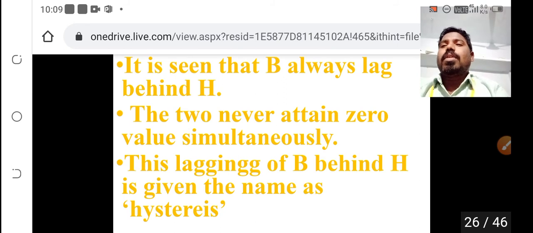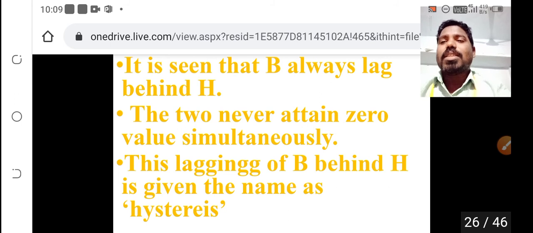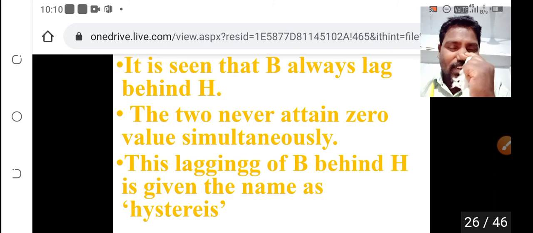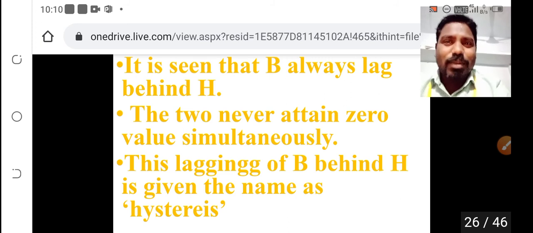From the above cyclic process, it is seen that B always lags behind H. The two parameters B and H never attain zero value simultaneously. This is the reason it is called lagging of B behind H. This is named hysteresis.